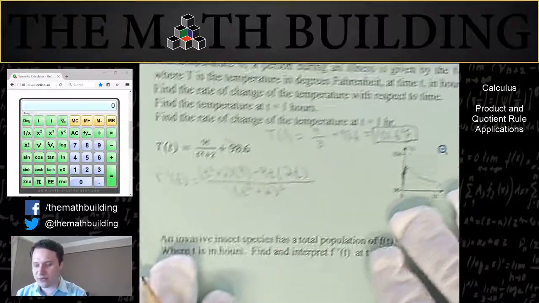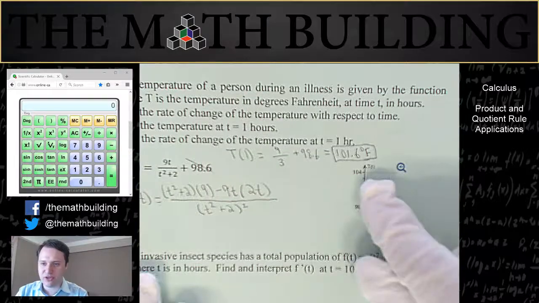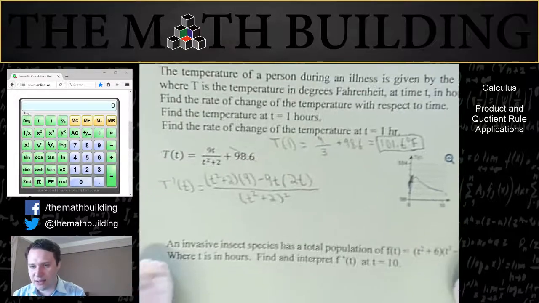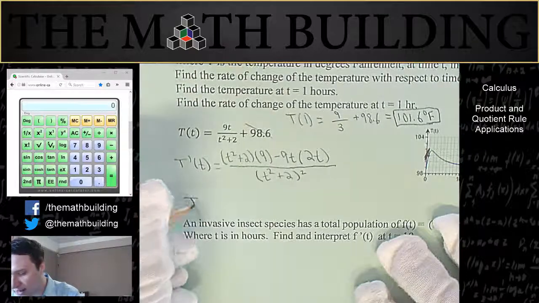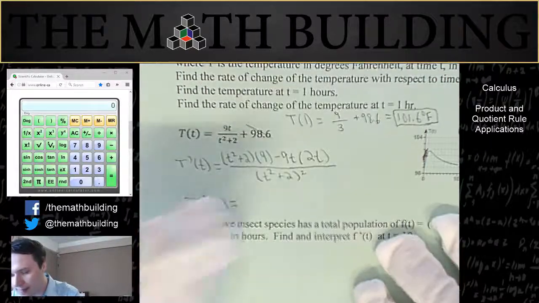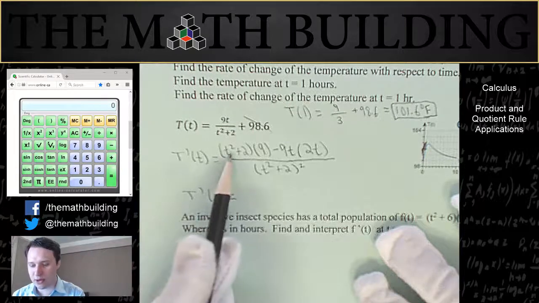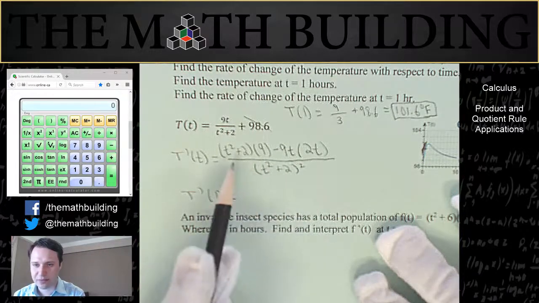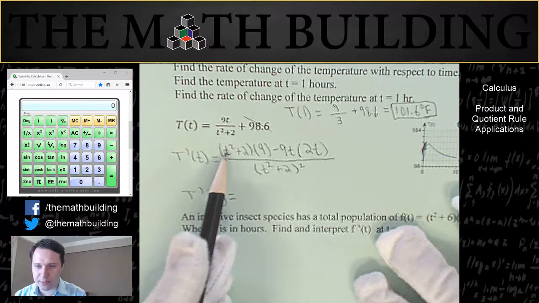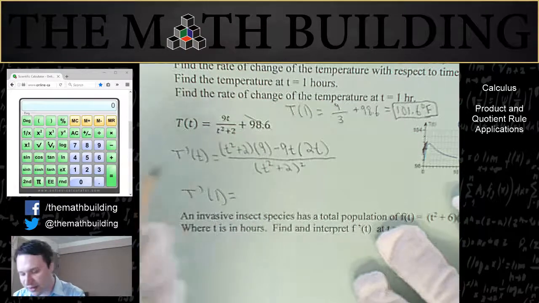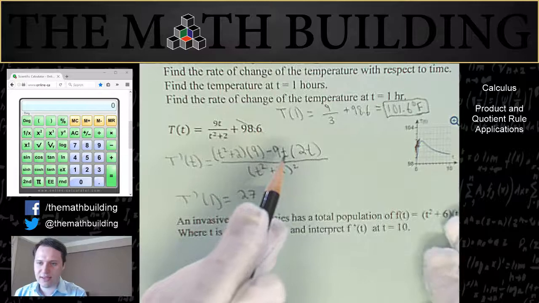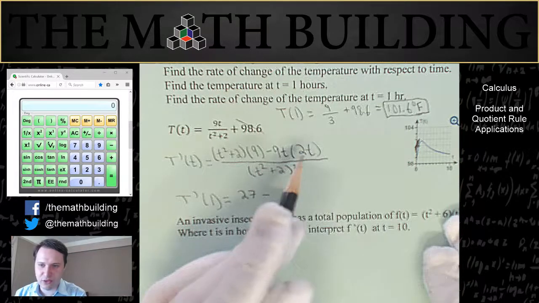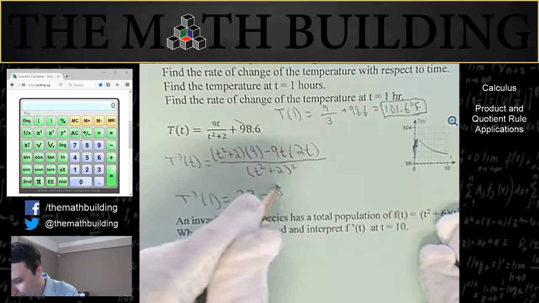This function represents the change of this curve at every moment in time, the instantaneous rate of change, I should say. And so if we find out what that is at 1, basically all I need to do is just plug in a 1 every time I see a t. So that's going to be 1 squared is 1, 1 plus 2 is 3, 3 times 9 is 27, minus 9 times 1 is 1, 2 times 1 is 2, so that's going to be 18.